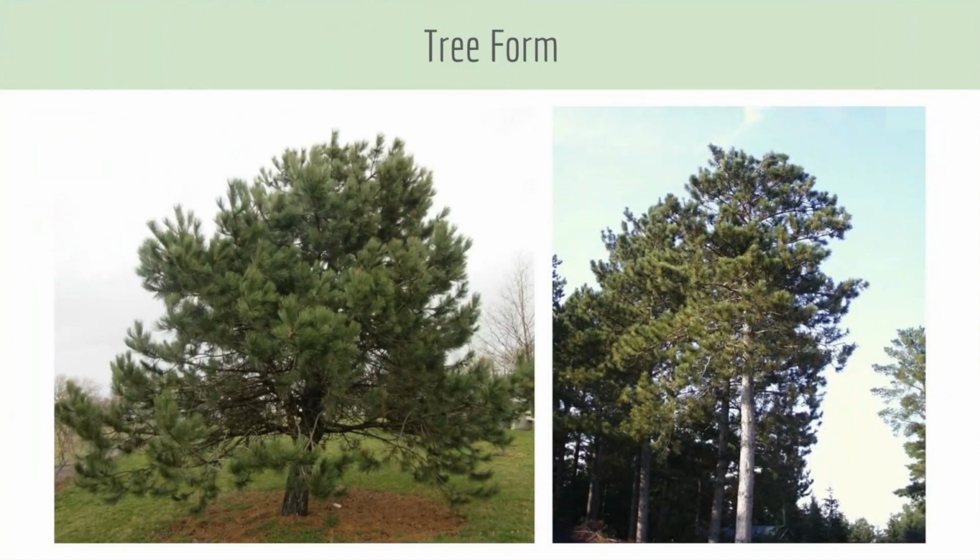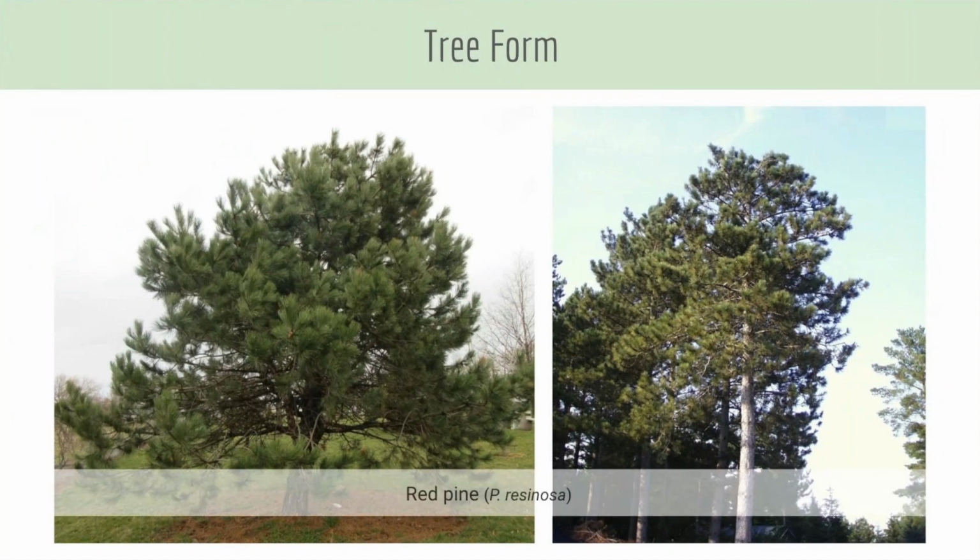Where a tree grows can also affect its form. So here we have two red pines. The one on the left is growing out in the open with no competition, so it's quite stout and the branches are quite wide. On the other hand, the other pine on the right is growing alongside trees that are also really tall, and this forces it to grow tall as well, so that it can get as much sunlight as possible.